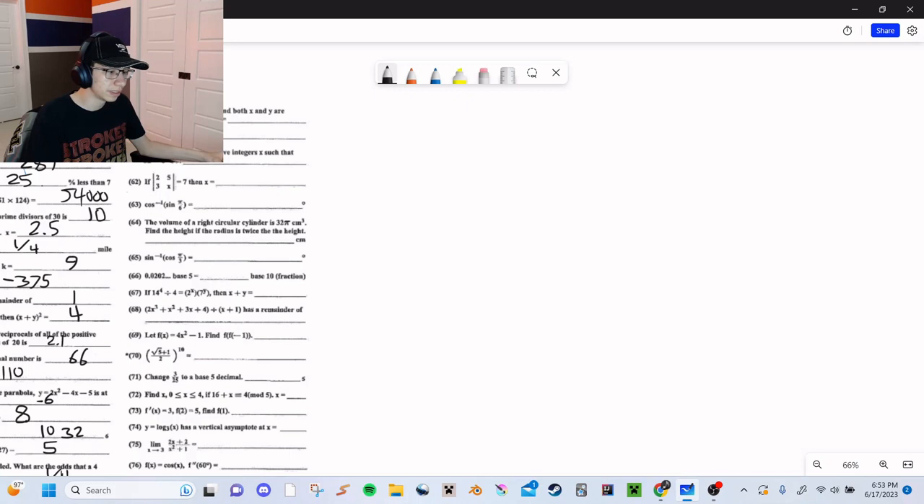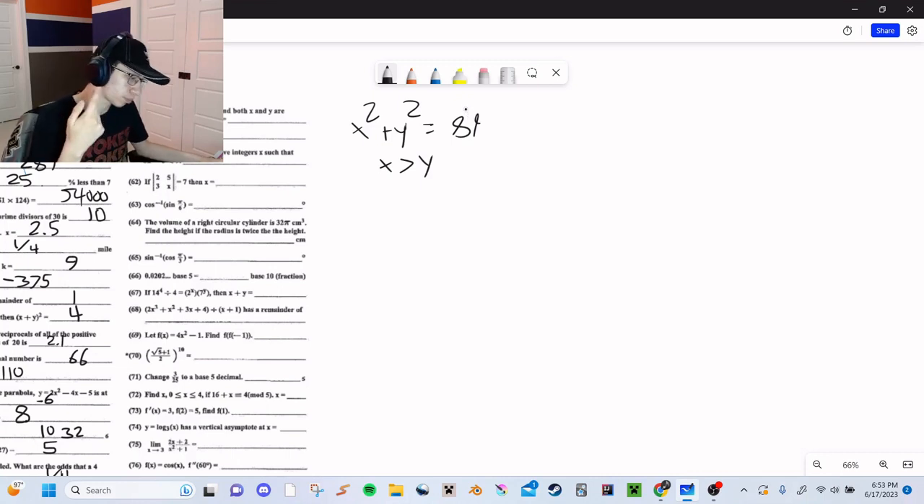Alright, so we have 59. If x squared plus y squared is equal to 89, and x is greater than y, and x and y are both positive integers, then y is equal to, so I just got to think of my squares.